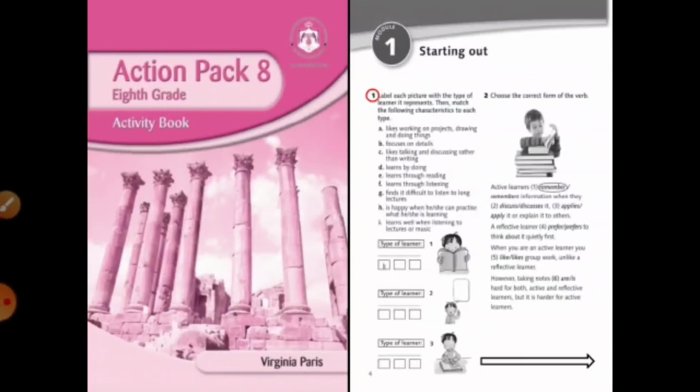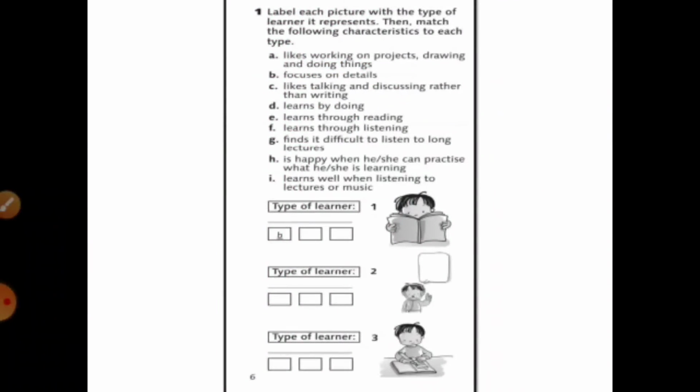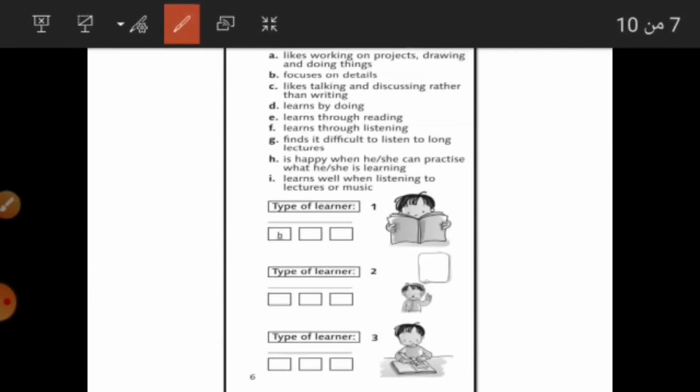Now after talking about the learning styles بعد ما حكينا عنهم, let's go to your activity book. Page what? Page number 6. Let's answer the first question. إذن عنا we have a question about what? About also learning styles. تمام. Question number 1 بيقول لك label each picture with the type of learner it represents. So you should look at the pictures. Here we have what? 3 pictures.